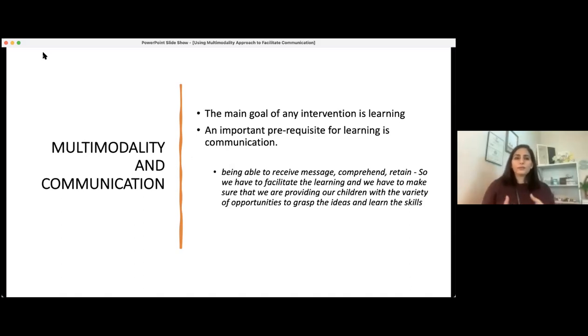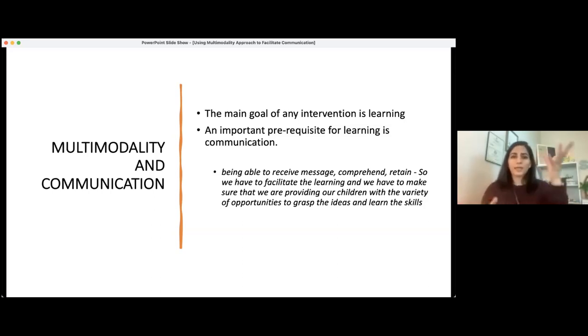So the main goal of any intervention, whether we are working with our kids at home, or as a professional with children in school during their playtime, any kind of therapy that we need for our children, has one main goal, which is learning. That's all we're trying to do. We are trying to teach them skills. For us, it's teaching. For them, it's learning. And a very important prerequisite for learning is communication.